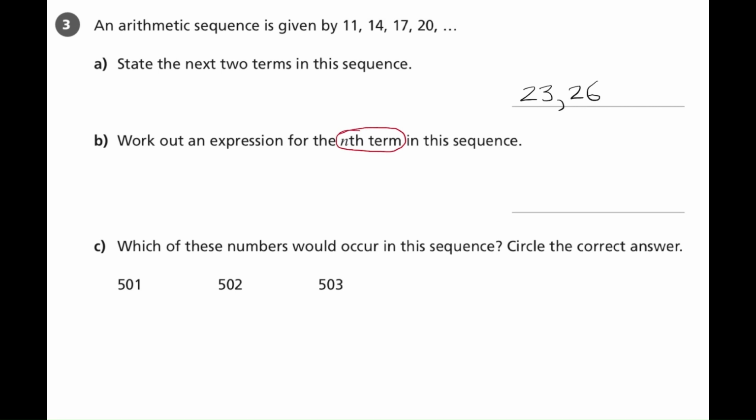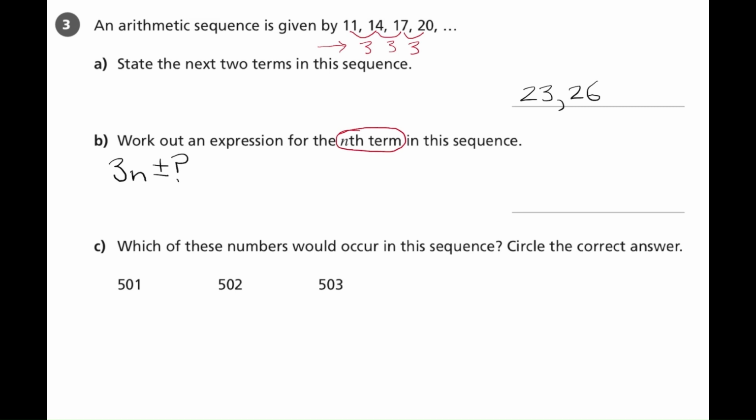The first thing we do is look at the difference between each pair of terms. So 11 to 14, there's a difference of 3. 14 to 17 is 3, and 17 to 20 is 3. And if this difference number is the same every time, it means in the formula for the nth term, we will have that number 3 multiplied by n every time, and then we will add or subtract a number to make the answer correct.